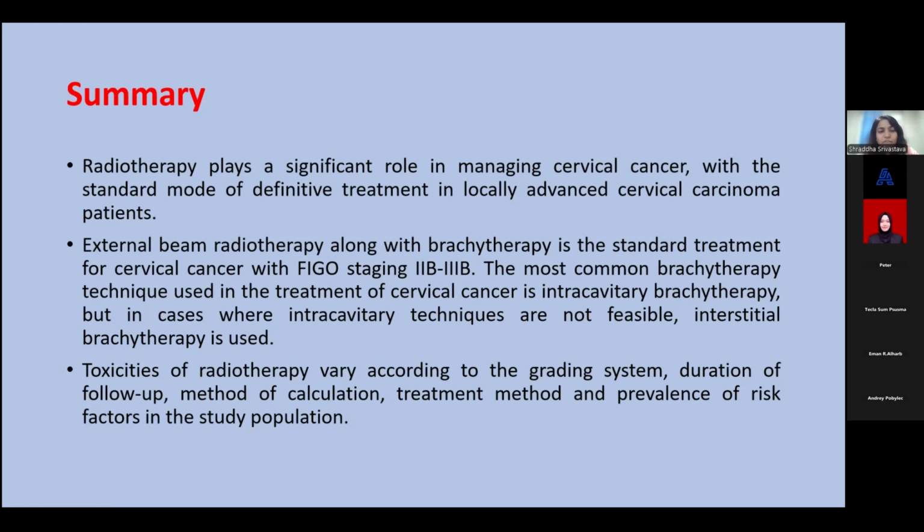The toxicities of radiotherapy vary according to the grading system and duration of follow-up, method of calculation, as well as the treatment method used. So basically, to conclude, radiotherapy is an essential pillar of treatment of cervical cancer, and mostly we can treat either solely with brachytherapy or combine external beam radiotherapy with brachytherapy to treat the cervical cancer patient.